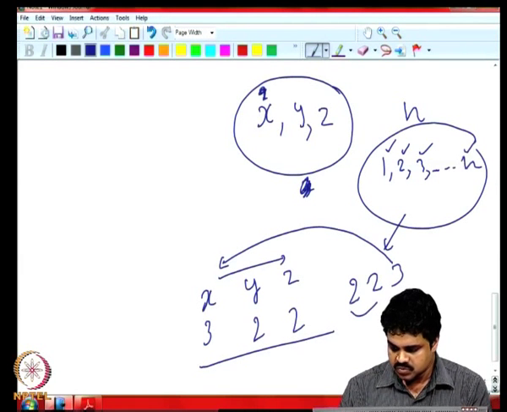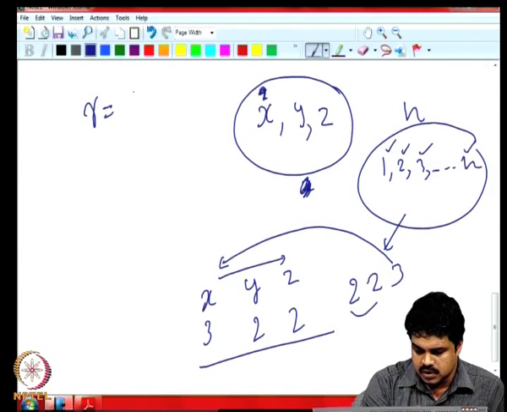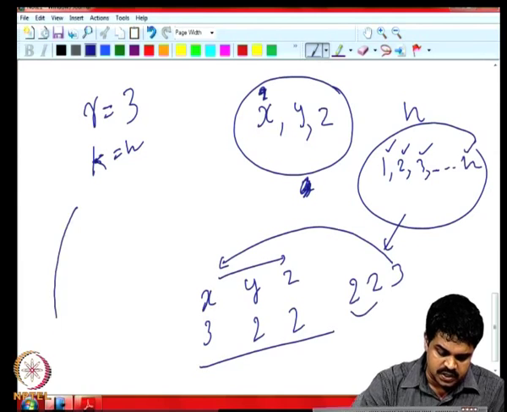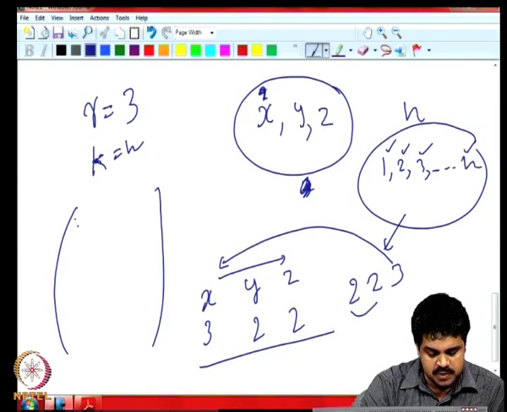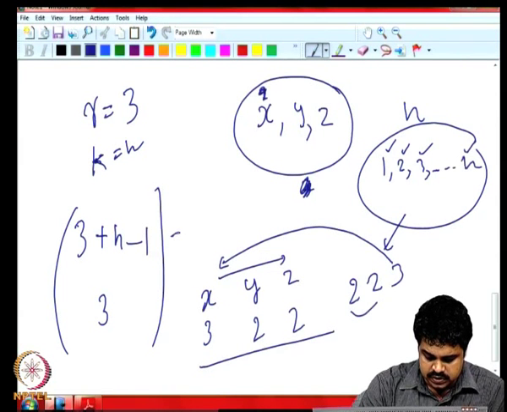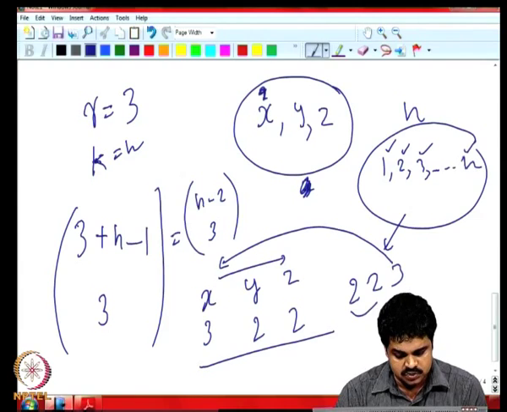So you can see that the answer is, because here r equals 3 and the number of types is n, r plus n minus 1 choose r, that is 3 plus n minus 1 choose 3. This is n plus 2 choose 3. This is the answer.